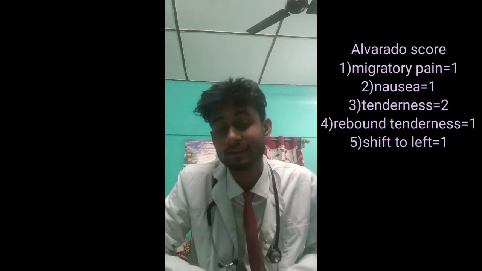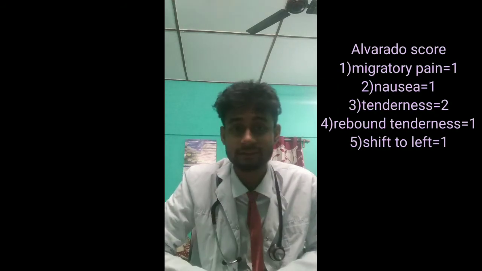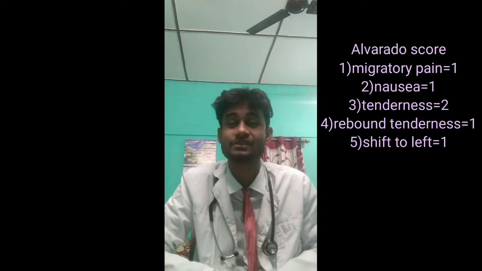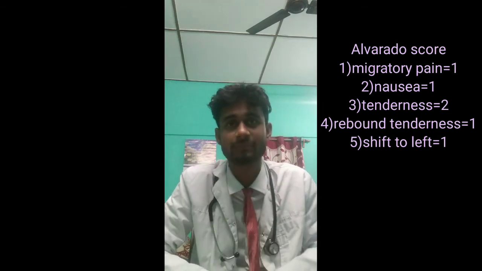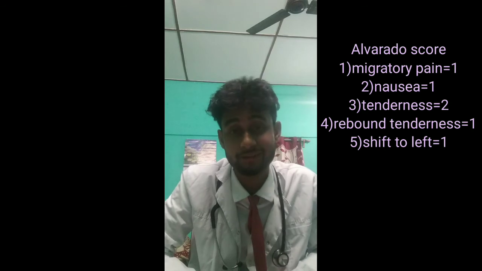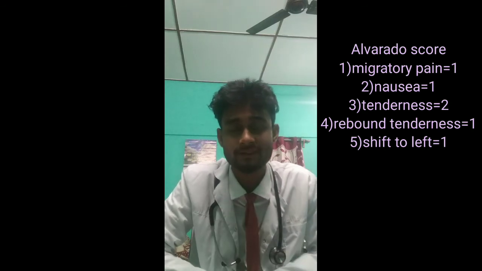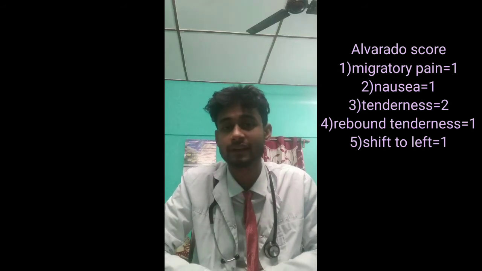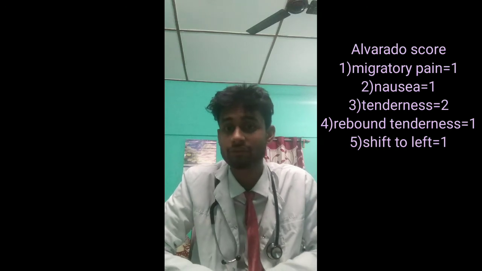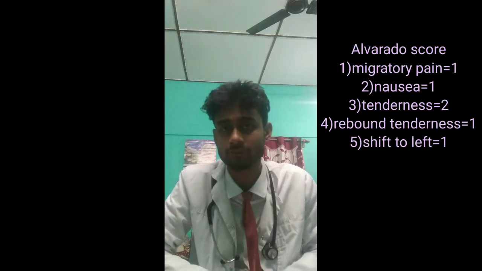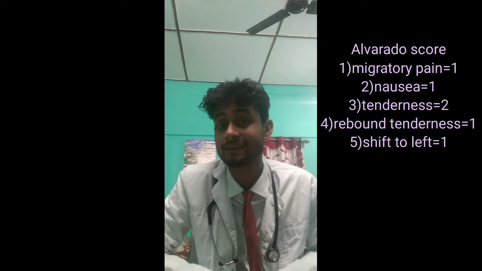So in this patient, we take from the history: the patient has migratory pain, which is given 1 score, tenderness, which is given 2 scores, and the patient has rebound tenderness, which is given 1 score, and shift to the left, which is given 1 score. So the patient gets 6 scores.